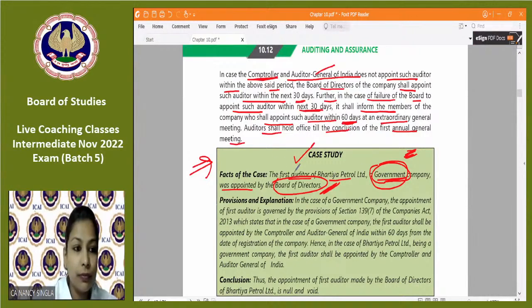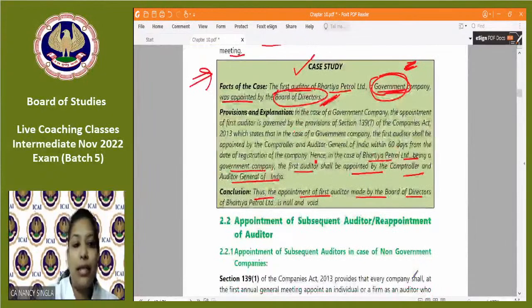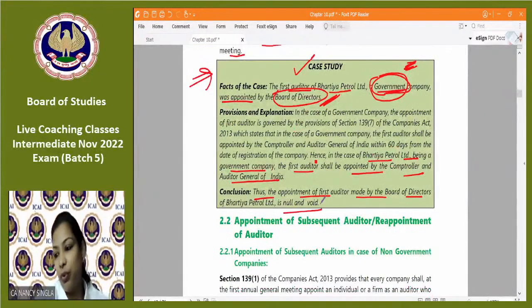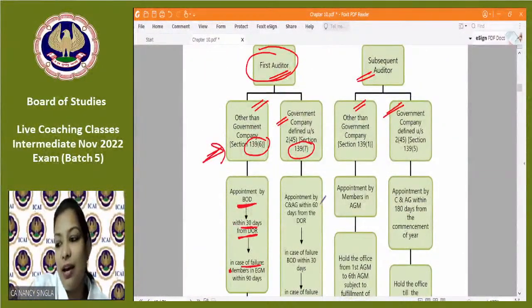ठीक है. So see, in case of Bharatiya Petrol Limited being a government company, the first auditor shall be appointed by the Comptroller and Auditor General of India. Thus, appointment of first auditor made by Board of Directors of Bharatiya Petrol Limited is null and void. Clear? So, section 139, subsection 6 and 7, we have covered.